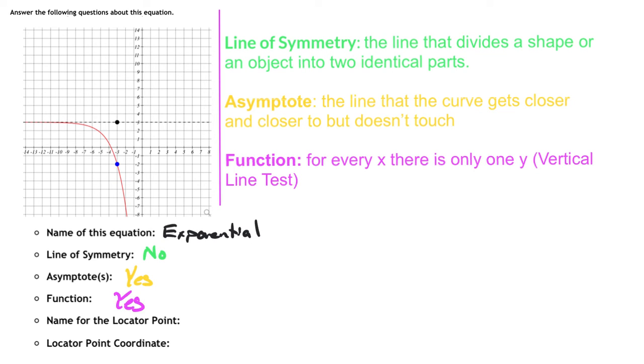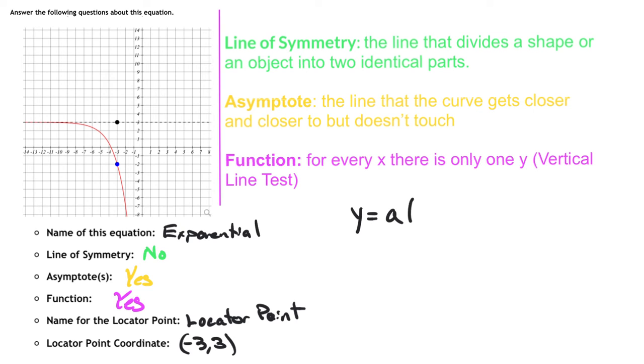And the name of the locator point here, actually, we don't have a real special name. We just call it locator point. There's no special aspect or special word we use for that particular point. That point in this case is at -3, +3. And so that's important for us as we write our equation.